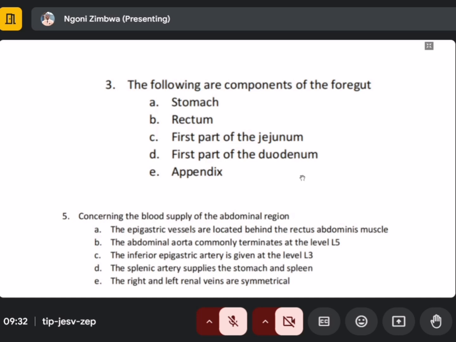E, the appendix. That's definitely false, right? Good. Appendix is for the midgut. All right.